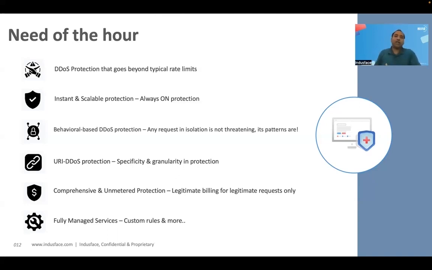Finally, there is a need to take customers' interest in mind when the solutions are built. One, it should be unmetered. At least they should not be penalized for attackers attacking them. So legitimate blocks should not be charged.